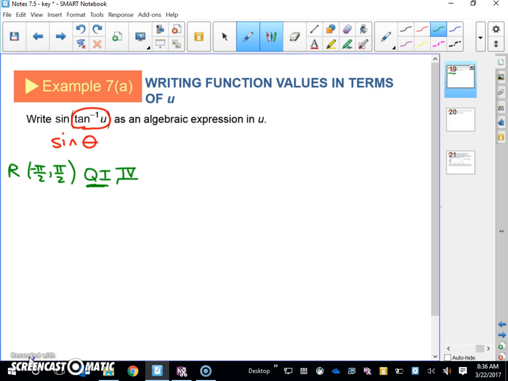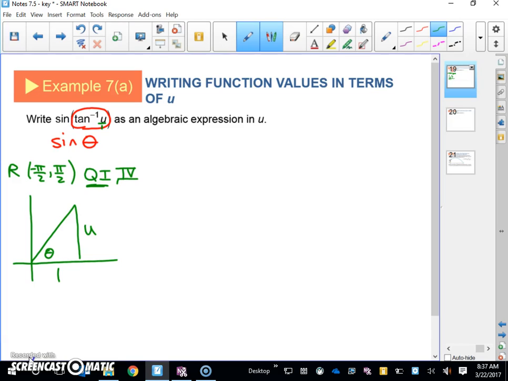If you think about it, it doesn't matter that we don't have numbers. You've got the tangent ratio is u over 1. And so we know tangent is y over x. So let's draw our picture. We want to draw a picture of theta in the first quadrant. This will also work if you draw it in the fourth quadrant, but I'm going to draw it in the first quadrant. The tangent ratio y over x is u over 1. So let's just do u over 1 right there. There's my y over my x.